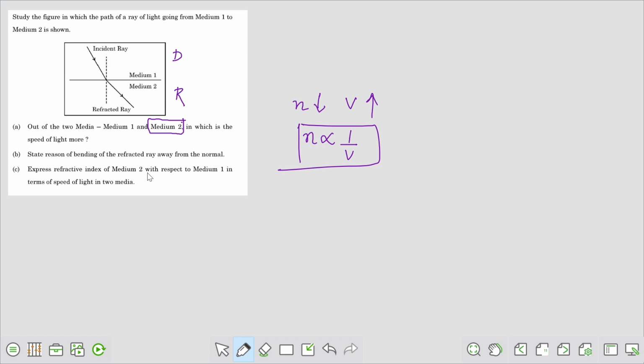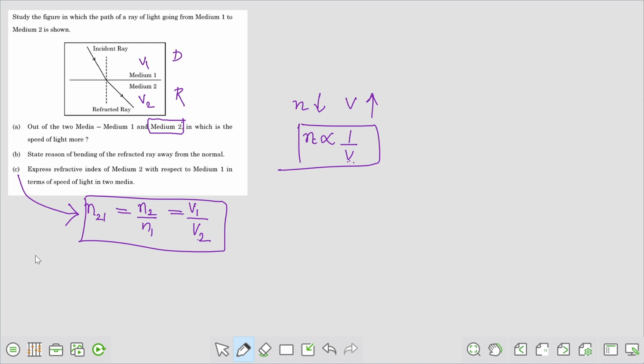Now express the refractive index of medium 2 with respect to medium 1 in terms of the speed of light in both the media. Let the speed in medium 1 be V1 and the speed in medium 2 be V2. So how can you express it in terms of speed? The refractive index of 2 with respect to 1 is equal to N2 by N1, which is equal to V1 by V2. Why? Because both are inversely related. That is why we are writing V1 by V2. So this is the answer for the third one. Let's move to the next question.